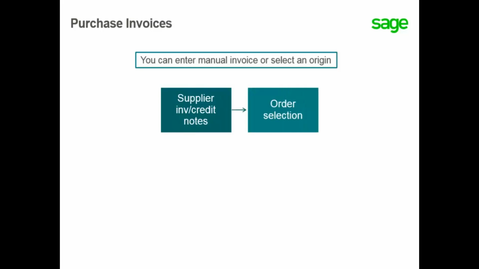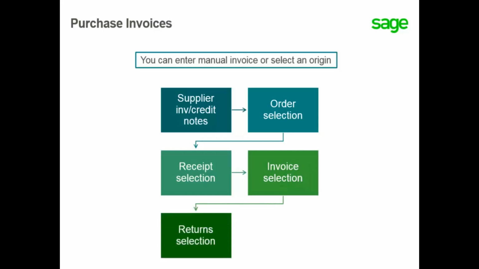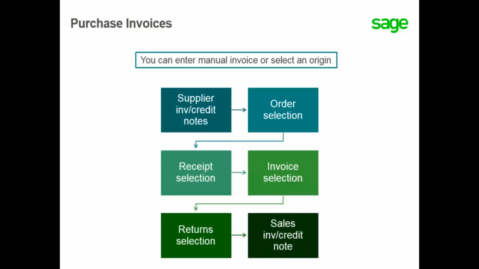Could be order selection. Another possibility is to create the invoice picking the order. This order may have receipts or not. Could be receipt selection. An invoice can be created by picking receipts with or without an order. There's also invoice selection. In the case of a complementary invoice, the original document may be an invoice or a receipt. There's return selection, auto-generated for product purchase returns. There's sales invoice credit note selection. This is for sales invoice credits.